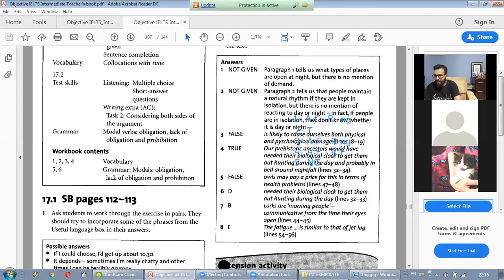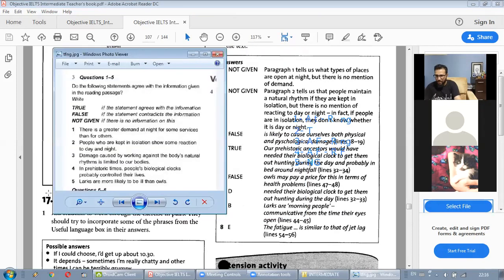So it says it's likely to cause ourselves both physical and psychological damage. And if we check the question, it said damage caused by working against the body's natural rhythms is limited to our bodies. So in the question it says only our bodies, not our minds. But in the text it says both physical and psychological. That's the reason why we have to say false, because there's contradiction, opposition.